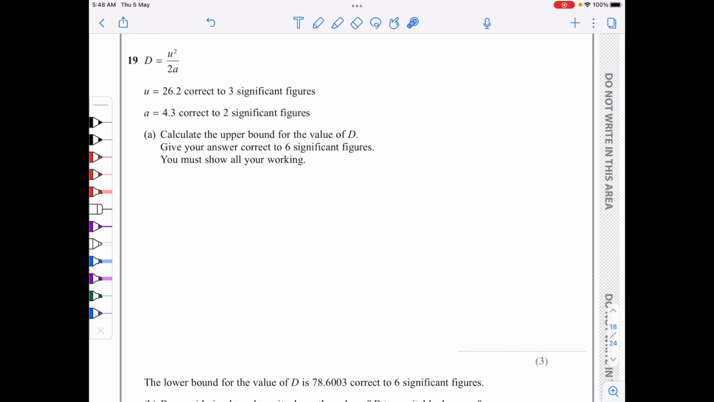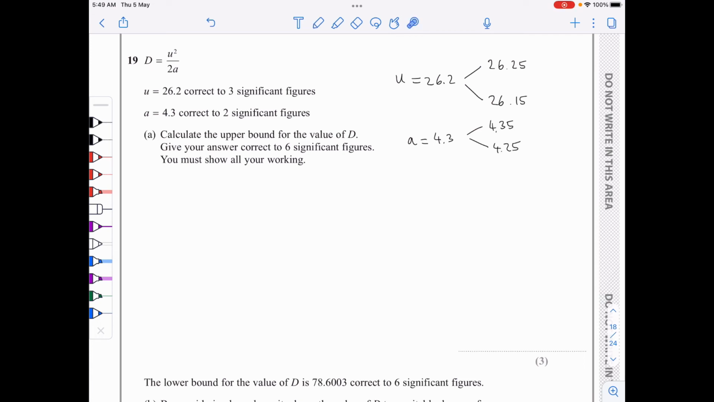19, we're being told that d is u squared over 2a. U is 26.2 correct to 3SF and a is 4.3 correct to 2SF. And we need to calculate the upper bound for the value of d. Now, I always like to start by determining the upper and lower bounds of each quantity. 26.2 to 3SF means that the upper bound is 26.25 and the lower bound is 26.15. And for A, it's 4.3, which means I go from 4.35 to 4.25.